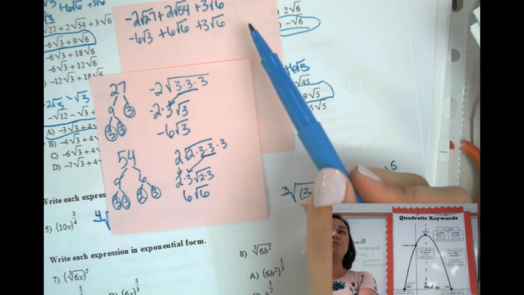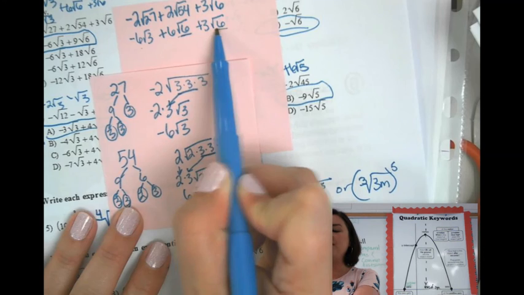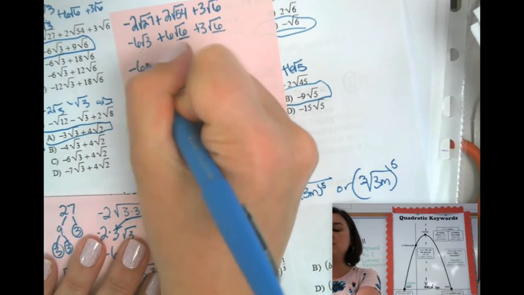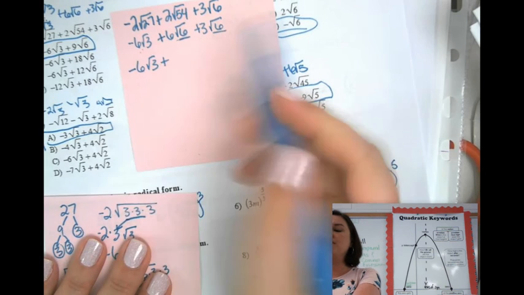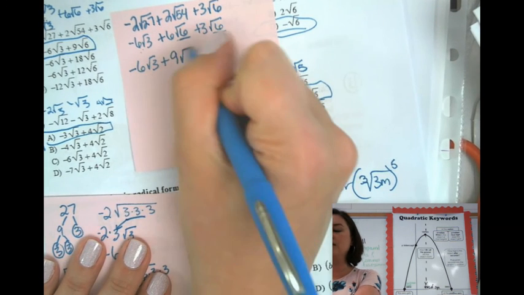Now do I have like terms? Yes. I have these two that are alike. This one is not alike. So guess what? It has to stay out front. But these two I can add together. What's 6 plus 3? 9. And then square root of 6.